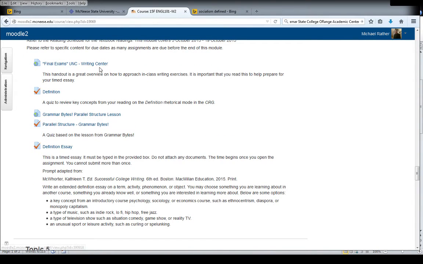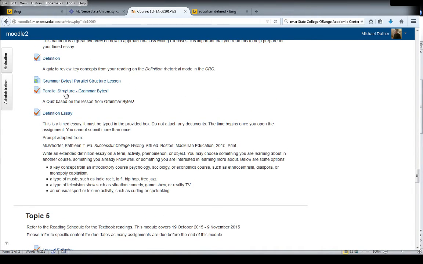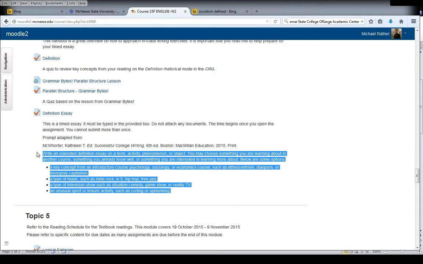You're going to read this little handout on final exams that UNC gives their students. And then you're going to go to definition, and you're going to do this quiz based on your reading, and then type this definition essay into the box. You're not going to type it in Microsoft Word this time. I want you to type it into the box because it's going to be timed. But here is the prompt, okay?